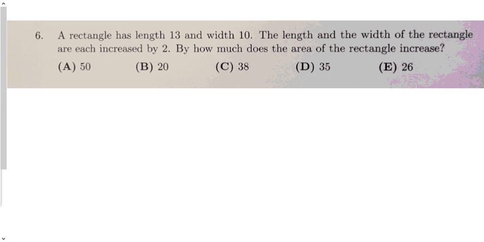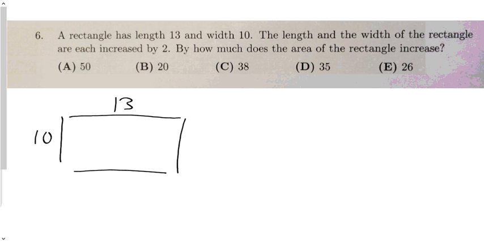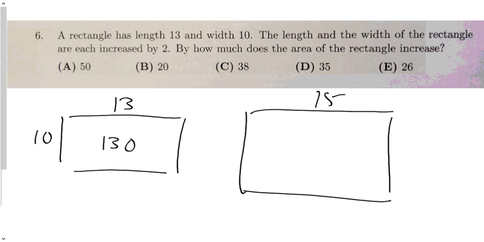Question 6: a rectangle has a length of 13 and a width of 10. The length and the width of the rectangle are each increased by 2. How much does the area of the rectangle increase? Originally the area is 130. If we increase each by 2, it becomes 15 by 12, and 15 times 12 is 180. Since it went from 130 to 180, it increased by 50.